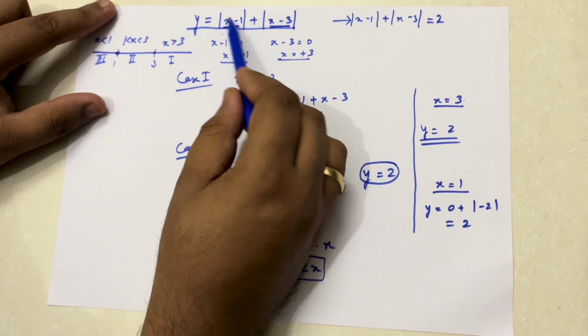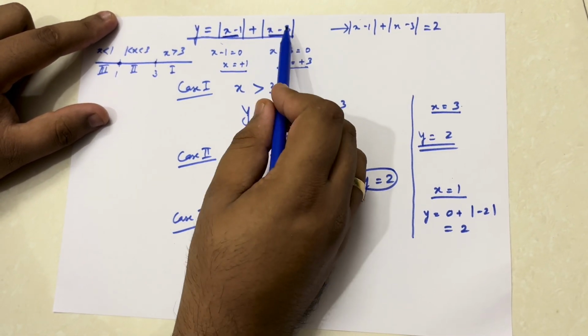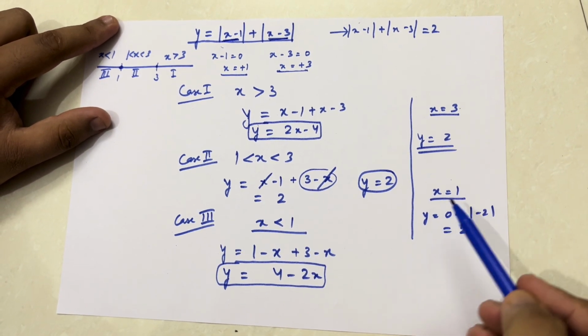If x equals 1, this becomes 0 and I have written what? 1 minus 3 is minus 2. Mod of minus 2 is 2. So these are another 2 cases.